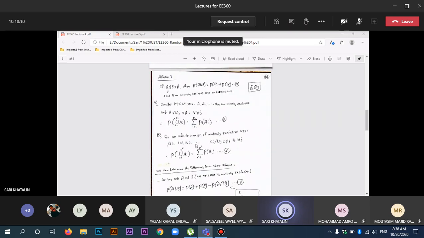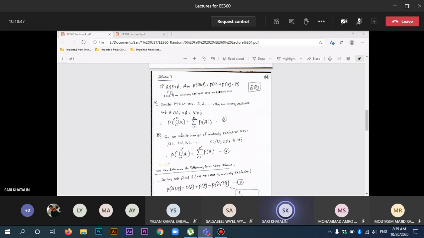If we go to page 12 here, we talk about the third axiom. The third axiom is talking about the intersection between two events or two sets. So if we have two sets A and B, and they are mutually exclusive, as you can see, the intersection between A and B is equal to phi, or 0, then the probability of the union of A and B is simply the probability of A plus the probability of B.